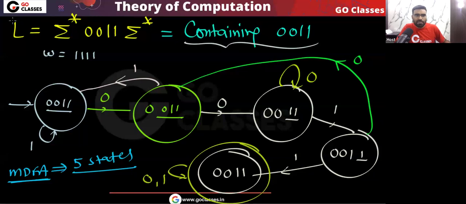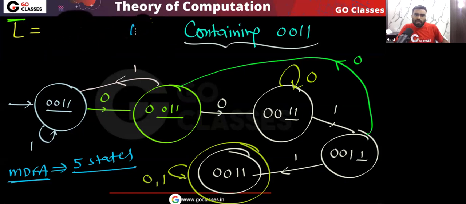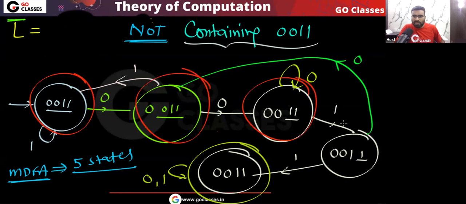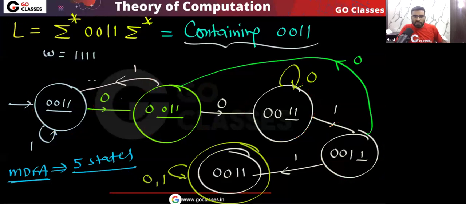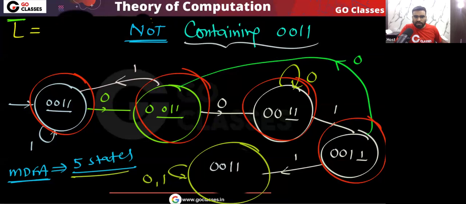How to find L complement? L complement means not containing 0011. So for L complement, what you will do? The non-final states, you will make final, and this final state, we will make non-final. So you can see for L complement also, the minimal DFA has 5 states. If this is the minimal DFA for L, then this will be the minimal DFA for L complement.